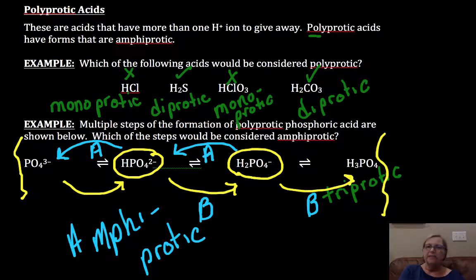Okay, so hopefully that terminology is clear. To be amphiprotic, it has to be able to accept and donate. H3PO4 can donate, but it cannot accept. PO4 3- can accept, but it cannot donate. So that's why these two species are not considered amphiprotic here.